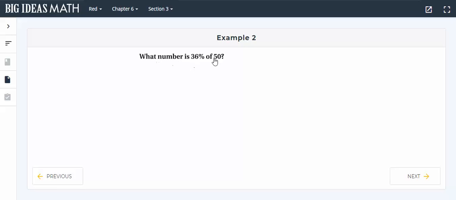Another one, let's look at this. We're going to use this percent proportion again. We're going to have the part to the whole and the percent to 100. Well, this time we know our percent, so our P is going to be 36, but what we do know is that 50 is my W. So what number is 36% of 50? Of 50, of signals that is the total. What number is the part that we don't know, or the A. So that's the one we don't know this time.